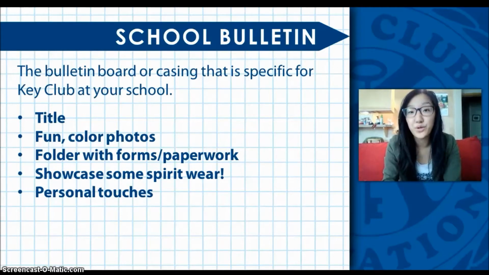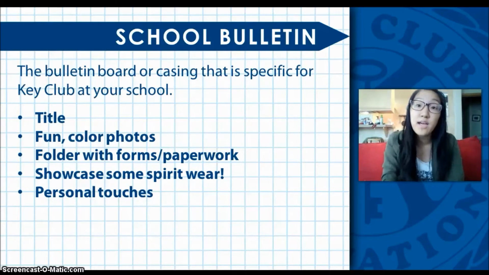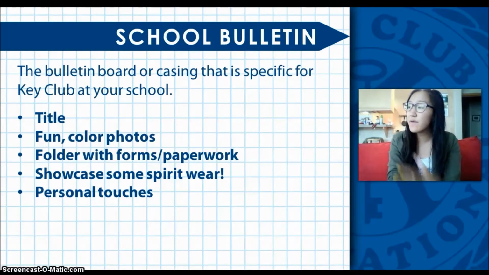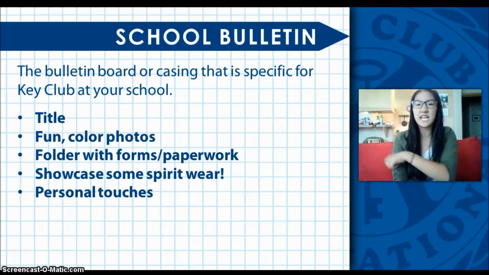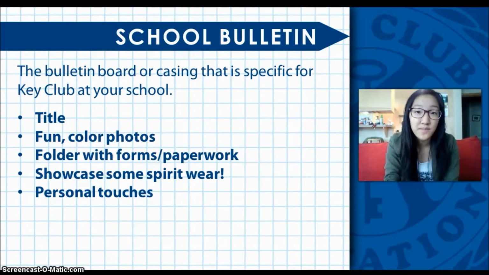You should also have a folder on your casing or on your bulletin board with forms and paperwork. So for example, when DECON season comes around and you want to update your club with paperwork and give them all the resources that they need to sign up, you have a folder on your casing, so then you can put forms inside it and change it throughout the year so people can just walk by and grab a form if they don't have one. And it's great because people don't have to come to meetings necessarily to pick them up, and it's just an efficient and effective way to get paperwork out to your members.